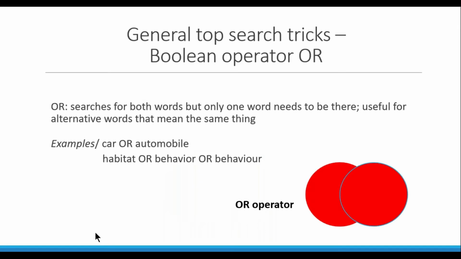The Boolean operator OR is used for synonyms or alternative words that you want to search. So only one word needs to be there. So we have here an example of car or automobile, or I'm looking maybe for the habitat or behavior of a particular animal. And I've put the word or between two different spellings of behavior to make sure I get both spellings as well as another term. So in this case, we would find anything that appears in both of those circles.